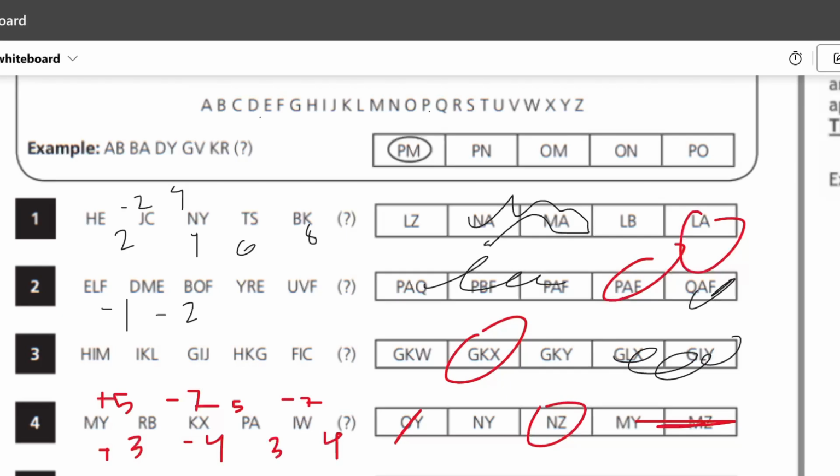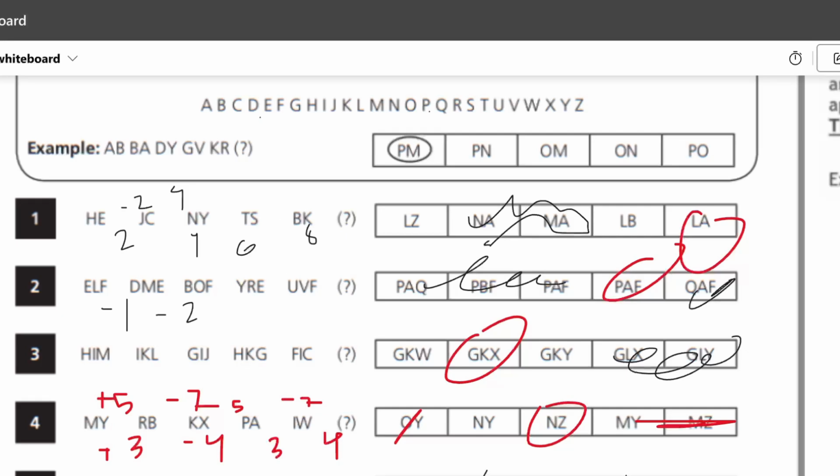Question number 5, O to T. We have 1, 2, 3, 4, 5. And then T to X is 1, 2, 3, 4. I can see that I'm adding numbers that are descending. I'm going to be adding 3 here, and then A to C is 2, which means next time we only have to add 1. So C add 1 is going to be D. We can cross out these.